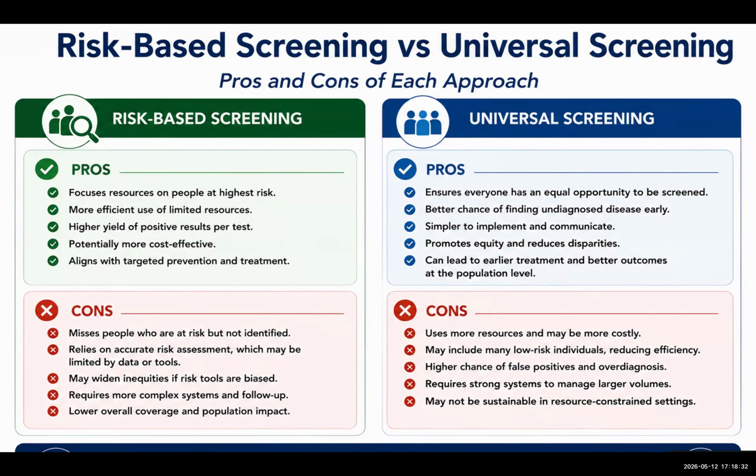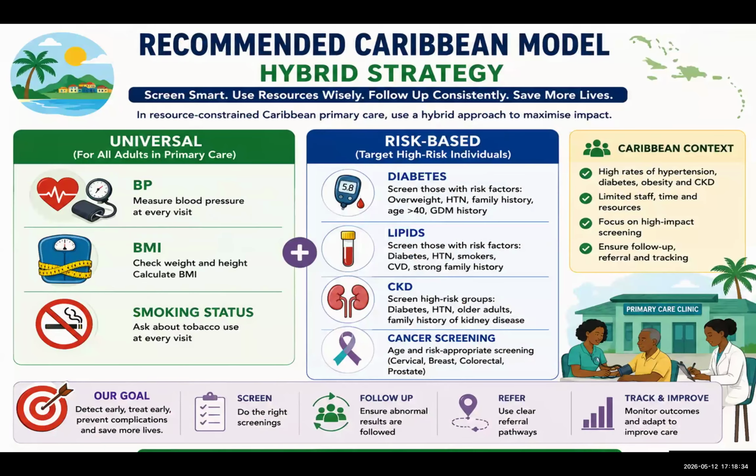So what are we going to do? We need to do a hybrid strategy. So essentially, we're going to screen smart and use resources wisely. So for universal screening, we want to use a cheap and reliable source of testing. So BP measurement every visit, BMI or waist circumference every visit. We check smoking status, as well as target the high-risk individuals who need the individual testing.